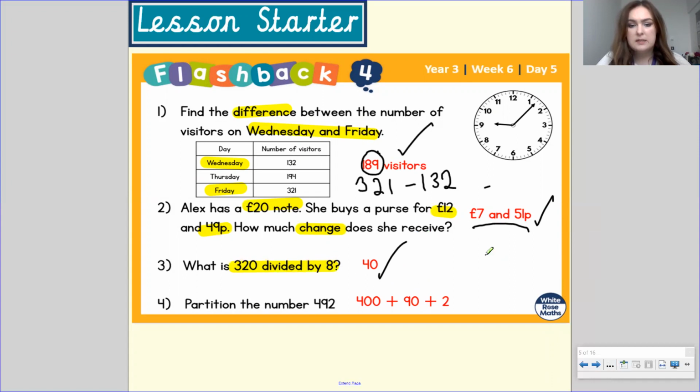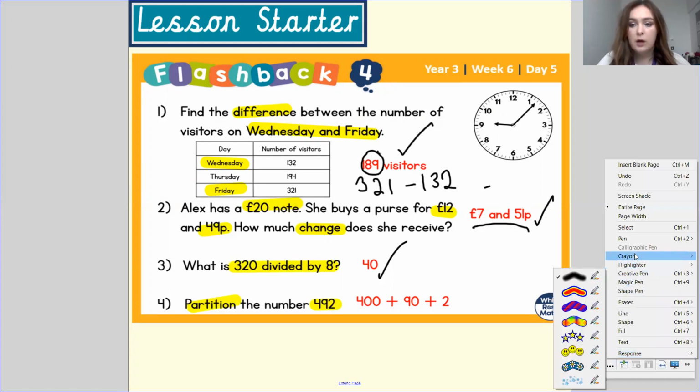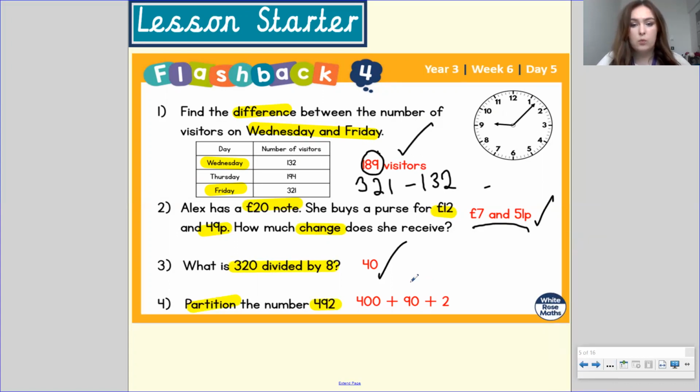Now the last question says, partition the number 492. So you needed to partition it into hundreds, tens, and ones. So we've got 400, 90, and 2. Well done if you got that as your answer.